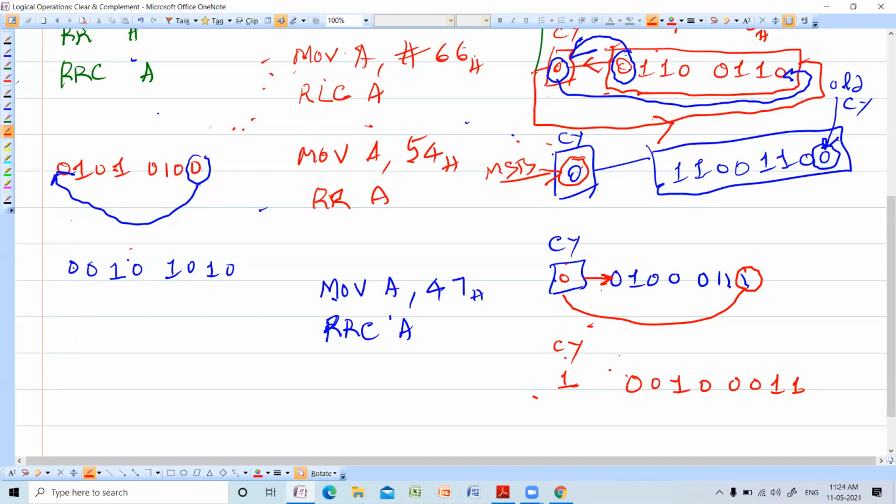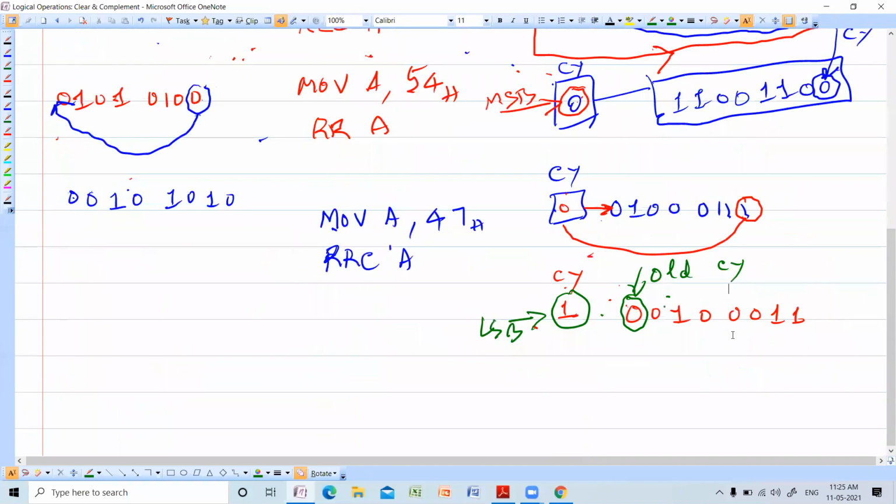What is this? This is the LSB, after copying. And this one is the old CY. Earlier CY was 0, that will be copied to the MSB, and whatever was there in the LSB will be copied to the carry flag. So this is rotate right through carry. This we have seen yesterday in an example program.